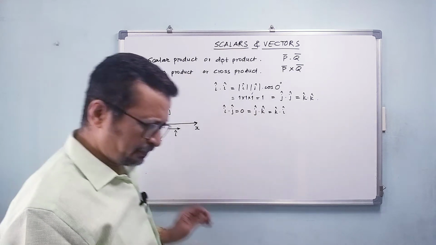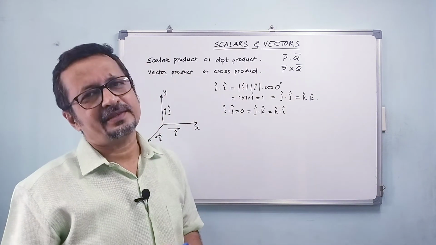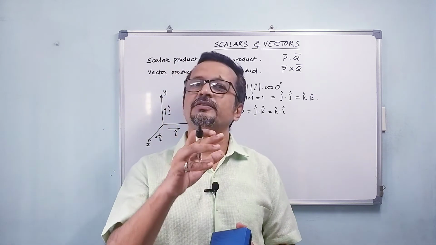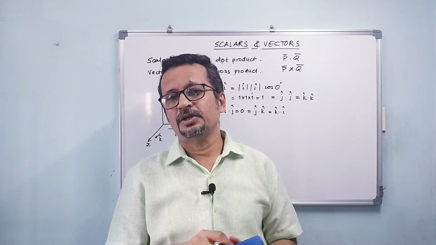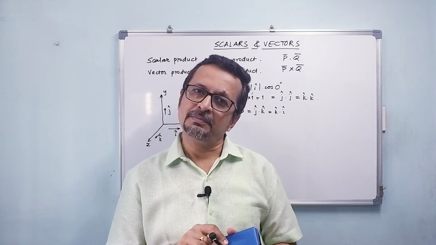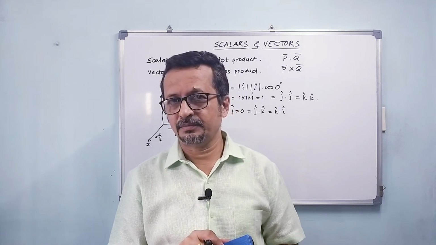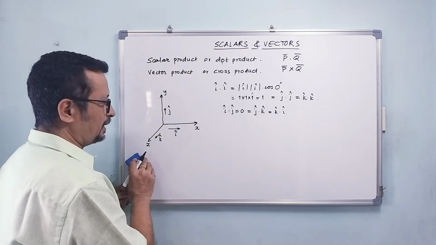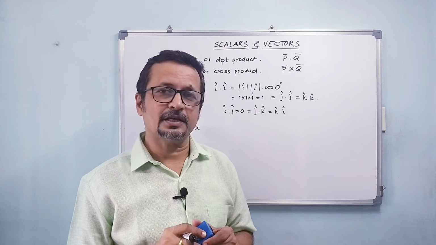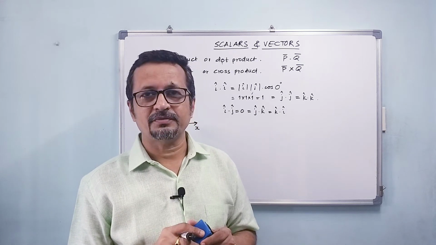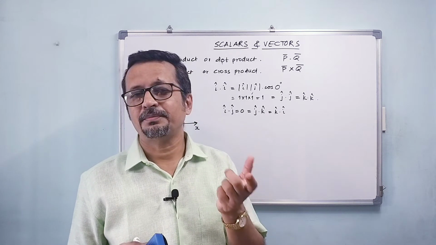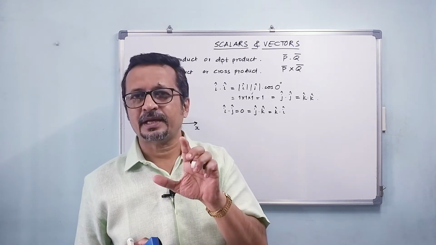Now again, while defining the scalar product, I had said that the scalar product of two vectors is defined as the product of magnitudes of both the vectors multiplied by the cosine of the angle between them. I also said that the scalar product is commutative. That means p bar dot q bar is also equal to q bar dot p bar. Let me explain that in detail.